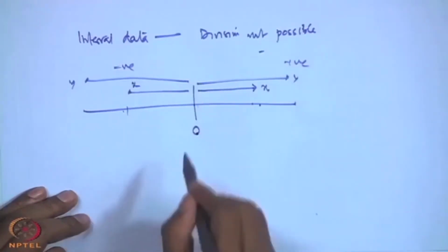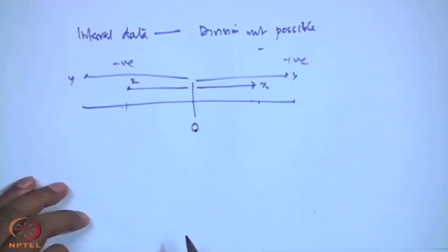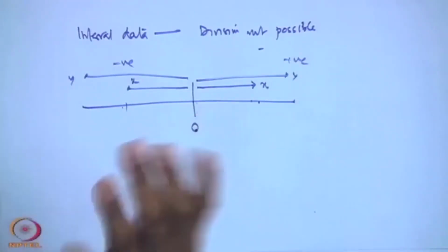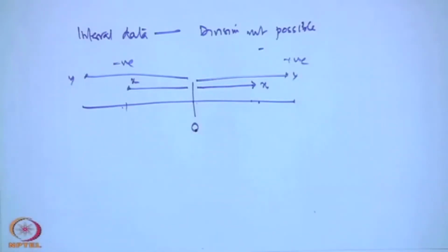So, this 0 is the reference point, not like the Fahrenheit and centigrade scales, where there are two different reference points.